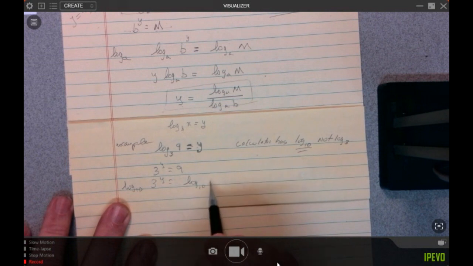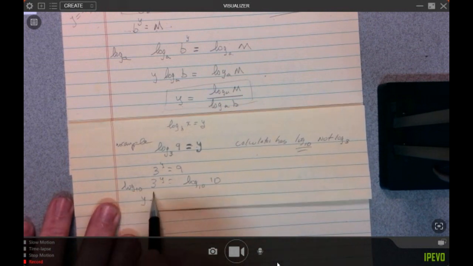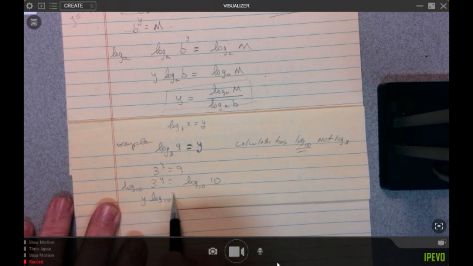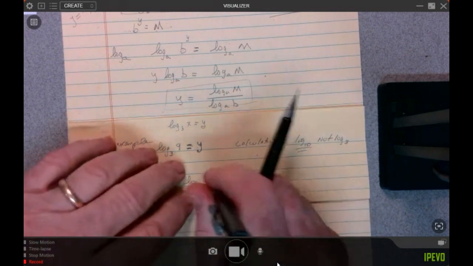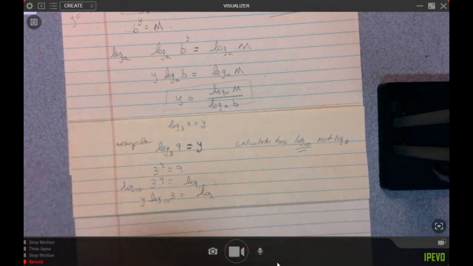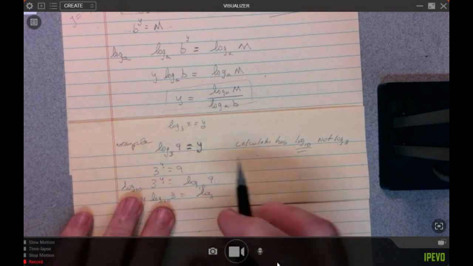Log base 10 of both sides. Power rule. That should have been a 9 there. Log to the base 10 of 9. I'm sorry. I know some of you just panicked. Where'd you get that 10?